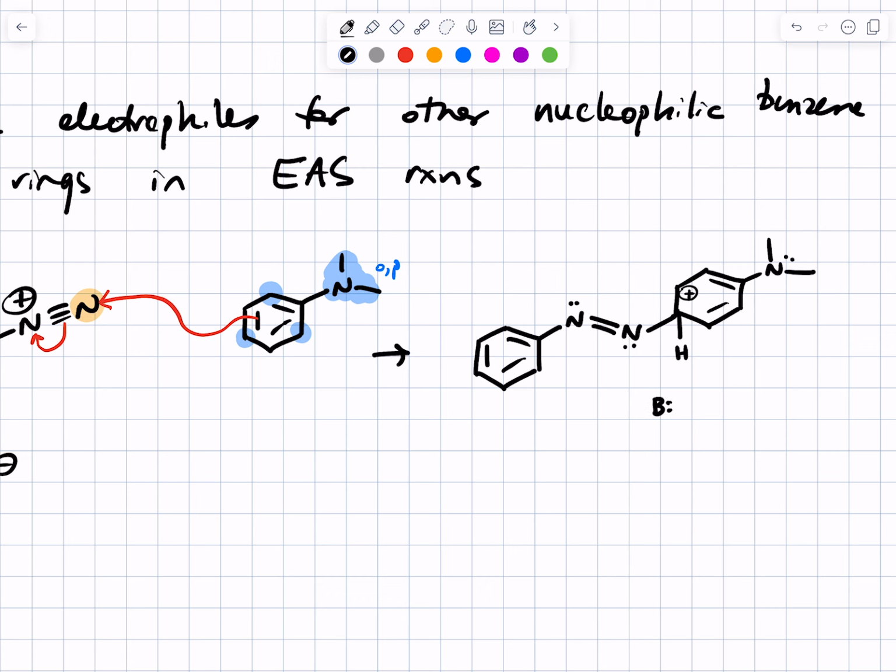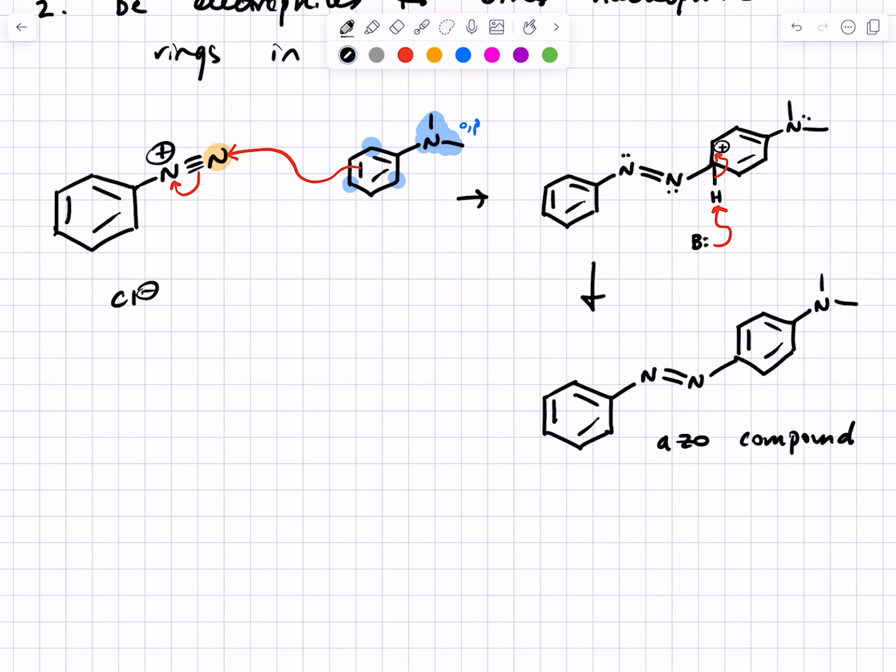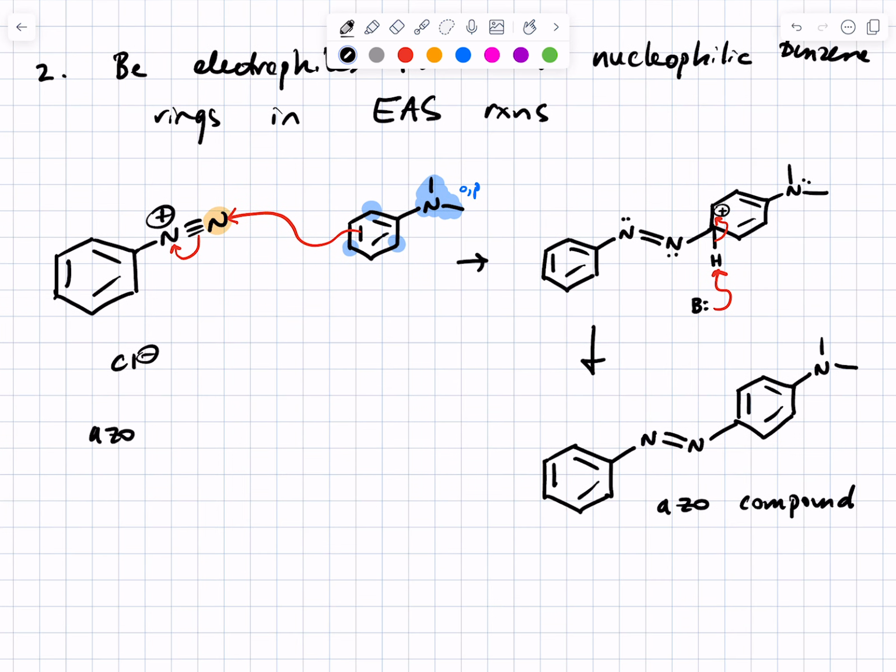And then in a final step, a base, probably some counter ion, perhaps Cl minus, acts as a base to remove the proton, do the elimination step, and that then gives you something that looks similar to the molecules that we've seen before. This is called an azo compound. Okay, so that's the other thing that aryl diazonium ions can do. I call this an azo coupling reaction.